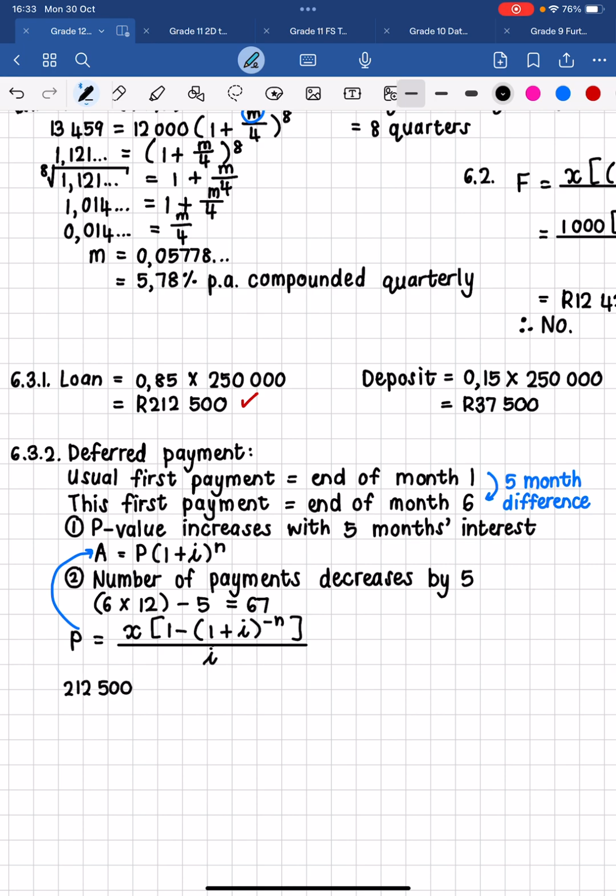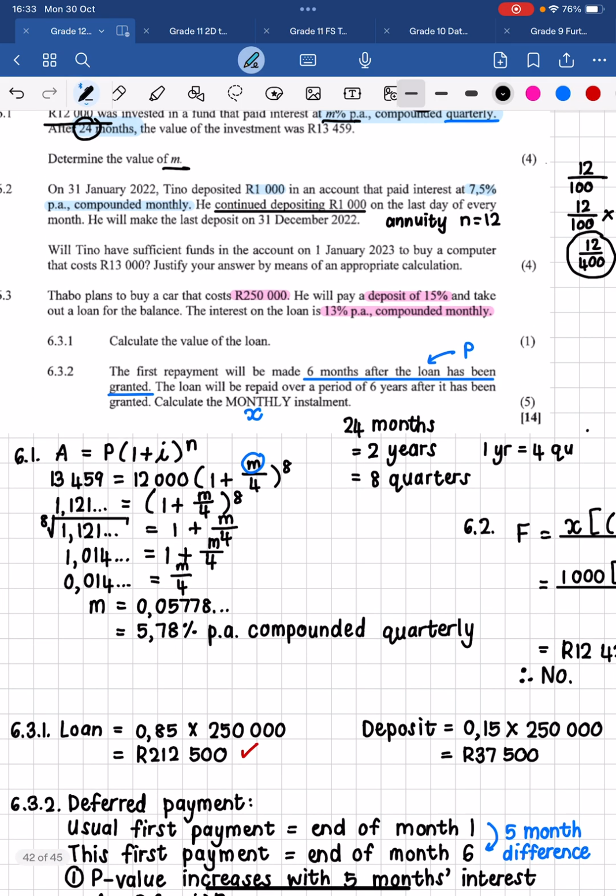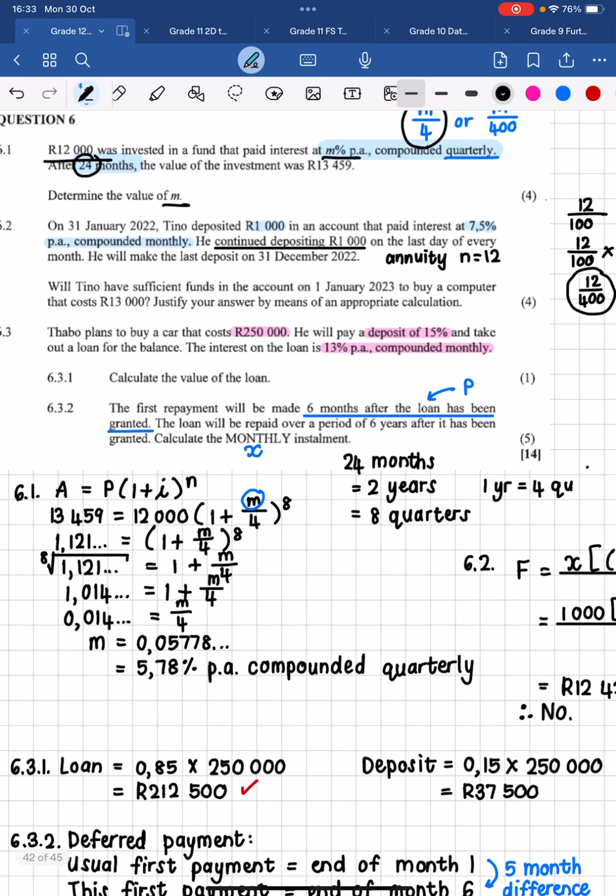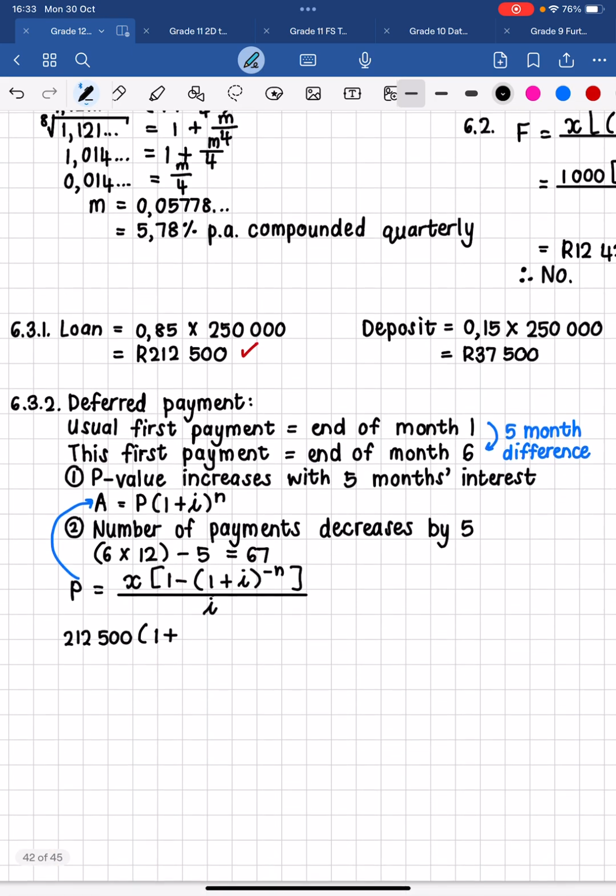212,500, the loan amount that he would have had to pay if he paid immediately, bracket 1 plus, what was the interest rate that we're working with here? 13% per annum compounded monthly. So I'm going to say 0,13 over 12. So it's 13%, but because it's compounded monthly, we divide that by 12. And now, guys, how many months interest do I have to add? 5. So this is going to be to the power of 5 there. Don't get confused and put a 67 here. This is where I'm adding the interest, right?